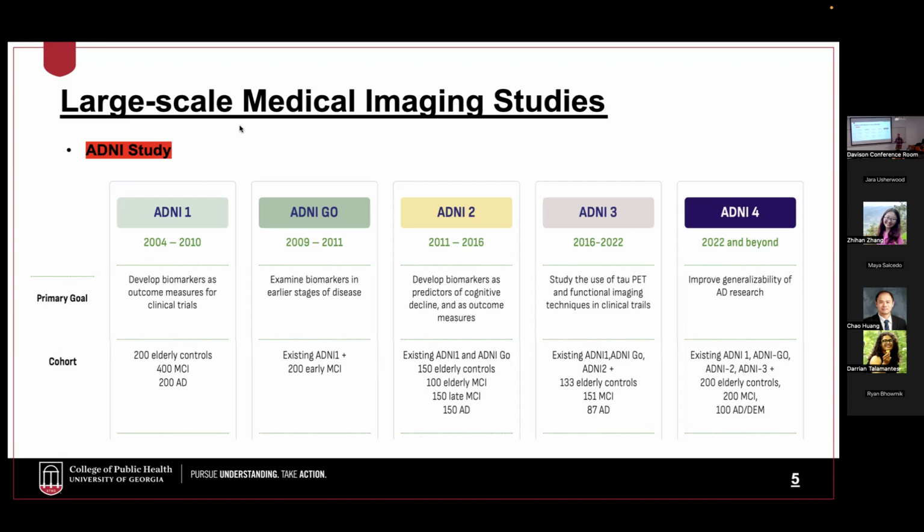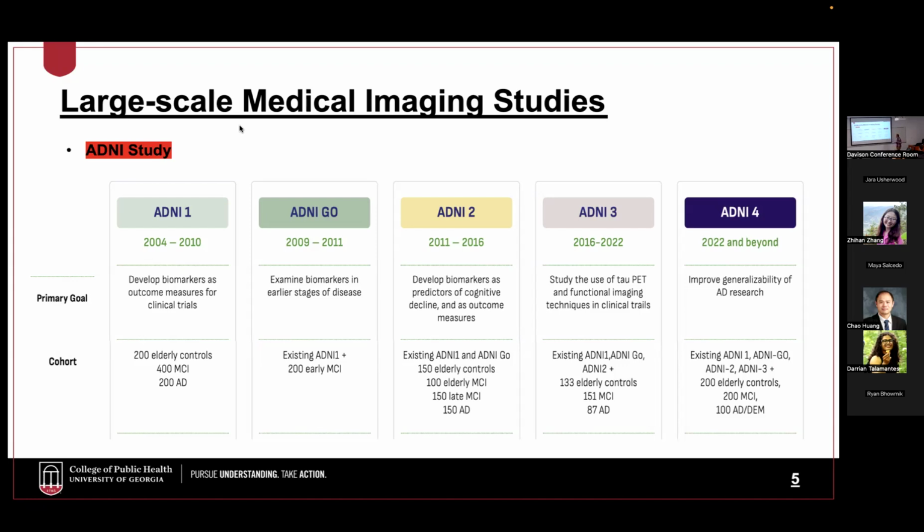So in ADNI 4, they are not only focused on this kind of AD study, they just want to try to explore or generalize to some other different AD or aging-related dementias. So they start to recruit some patients that are not only AD or MCI, which is mild cognitive impairment. They just want to include some other different types of dementias. So they have these new participants in the recent 2 years.